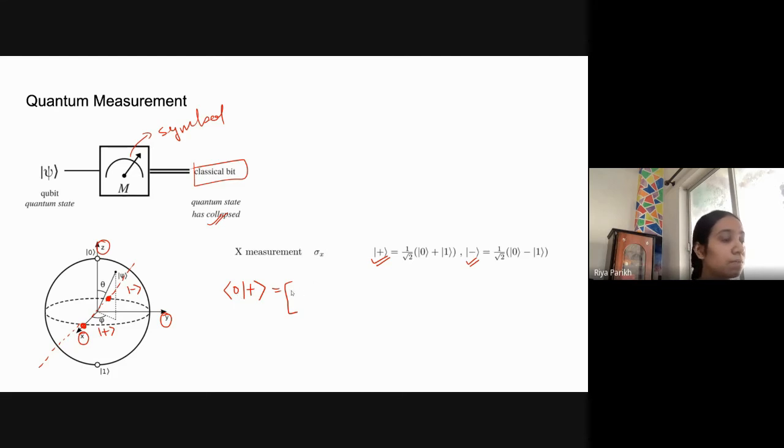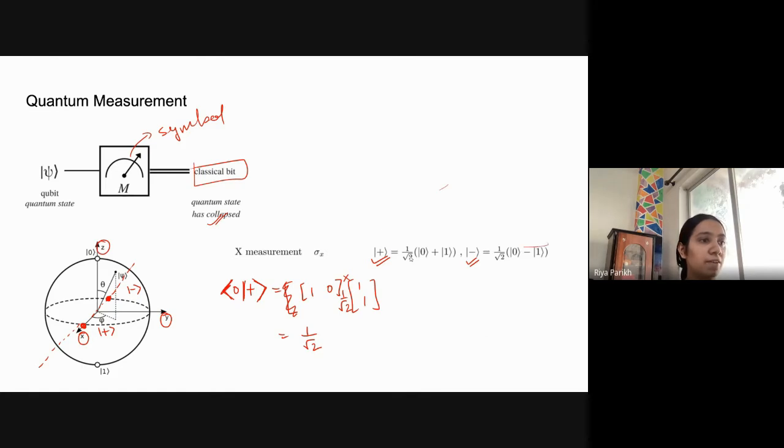So state 0, since it's a row vector here, will be 1 comma 0, times the plus, which is an equal superposition, so 1 1, and root 2, cannot forget that. Simply multiply it and we get an answer, 1 over root 2. So when we multiply these two matrices, it's just a normal inner product or multiplication of matrices. And measurement is generally denoted by this inner product.